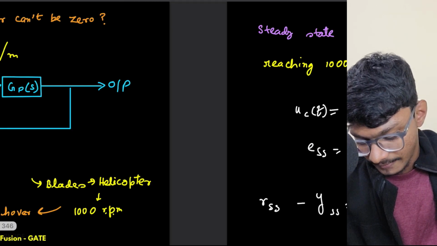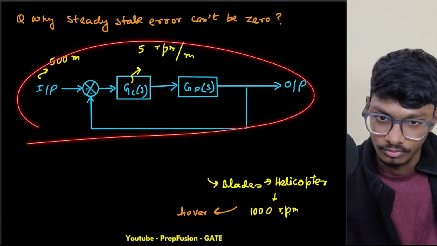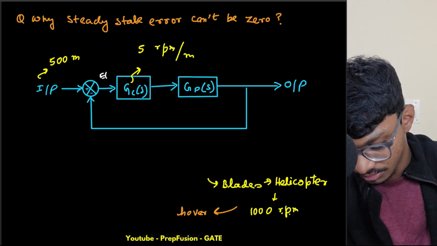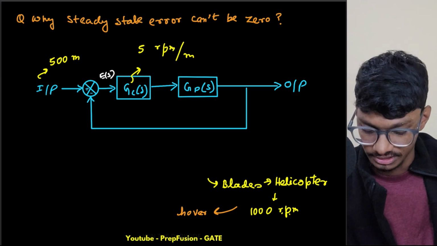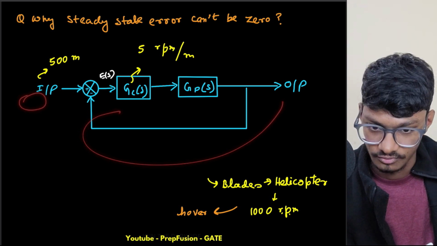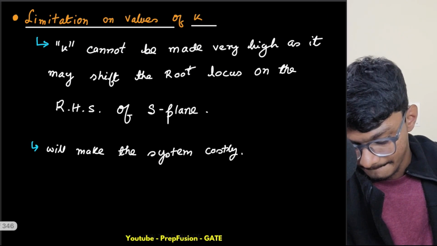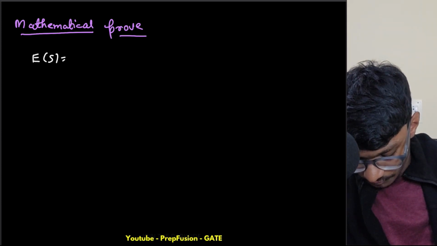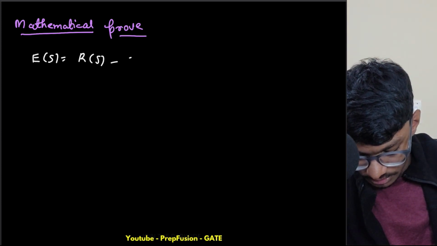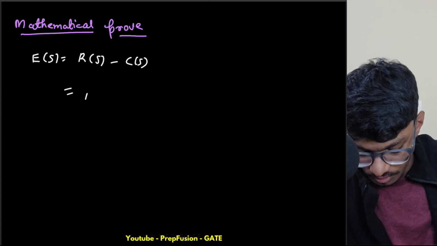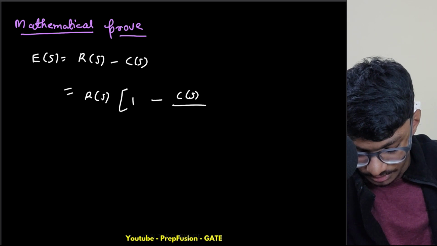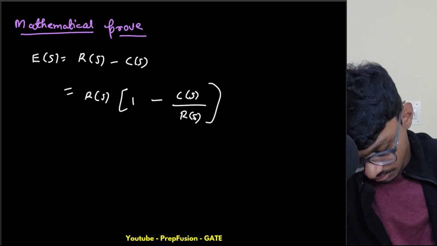So if you see here, we have a block diagram, right? And what is my E of S? E of S is, like we have done this many times, R of S minus C of S. Okay, so simply let me write this. E of S equals R of S minus C of S. Then we take common R of S, 1 minus C of S by R of S.